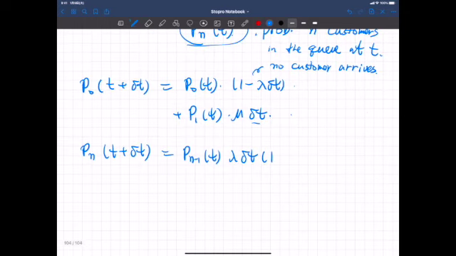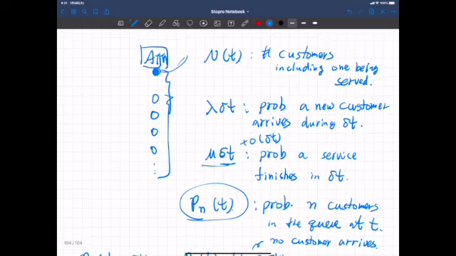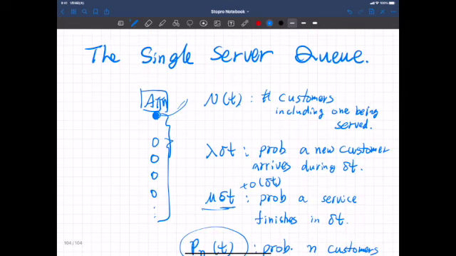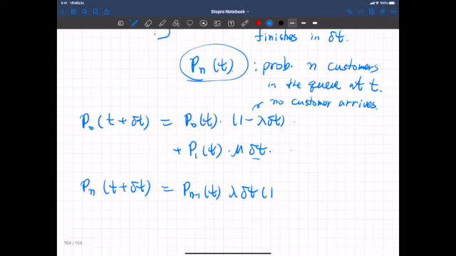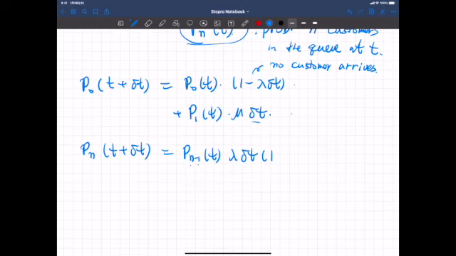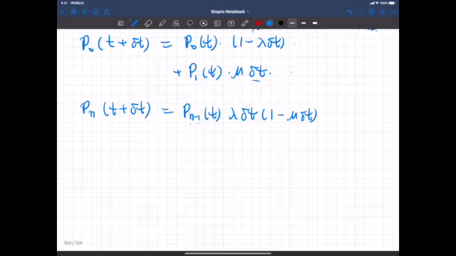If one is being served, this n includes this customer. So if he leaves while a new customer arrives, then the number of customers would stay n minus 1. So that shouldn't happen. So that should be 1 minus mu delta t. Or there are n customers at time t, and then what should happen?